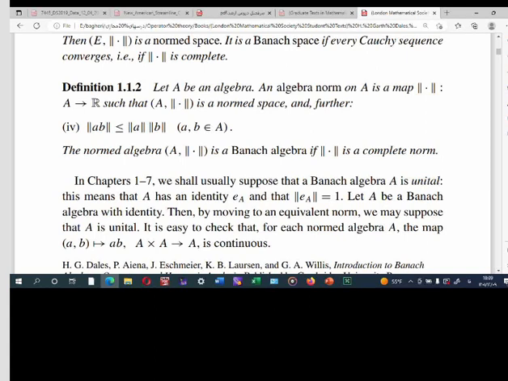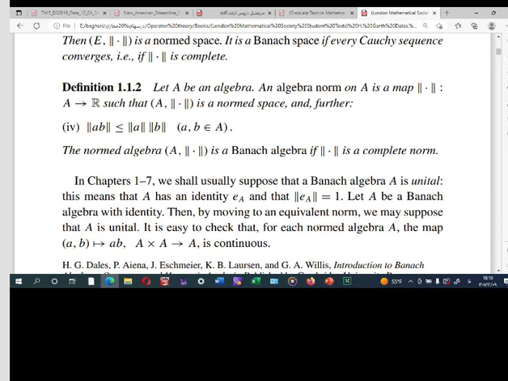Let A be an algebra. A norm on A is a map such as this from A to R, such that this is a norm space, and further we have this condition: the norm of AB is less than or equal the norm of A multiplied by the norm of B.